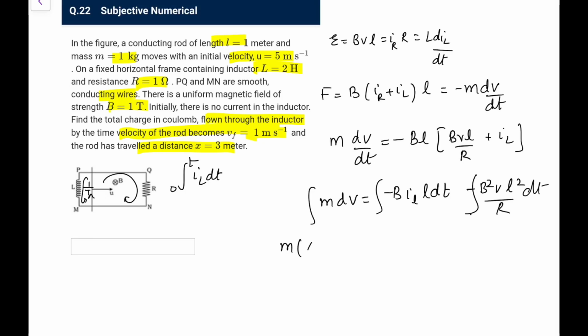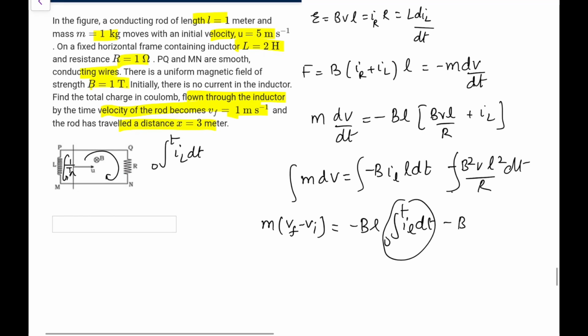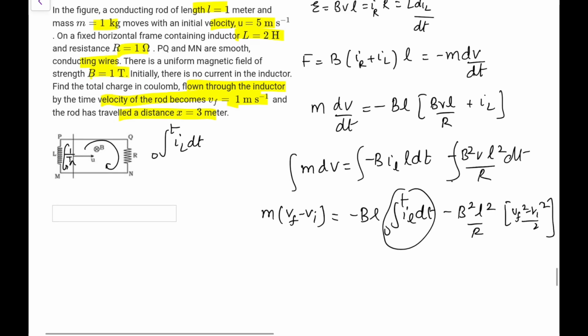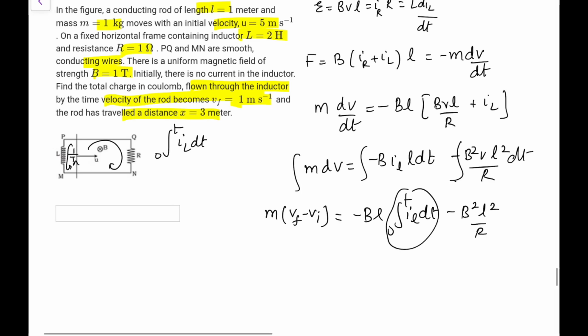it will give me M into delta V. Delta V means V final minus V initial, and minus BL is common, so IL dt over the time required is your Q, minus B square L square by R, and the integration of V dt gives... oh okay, sorry, it is V dt, not V dV. So V dt will definitely give you the displacement delta x. So do it right.